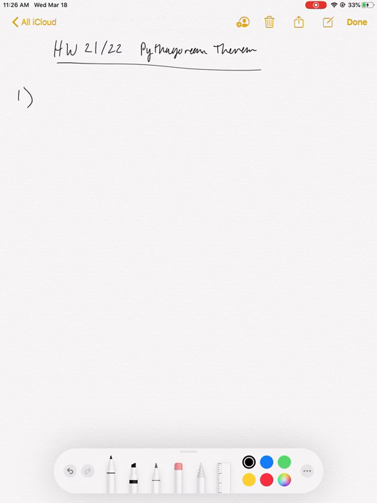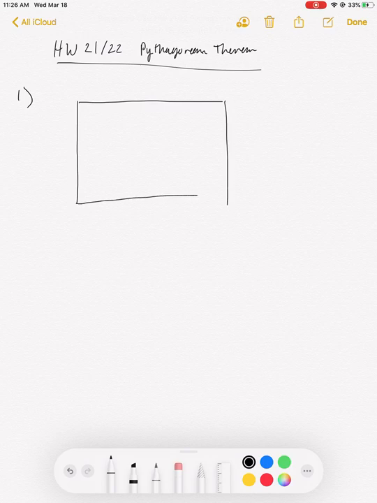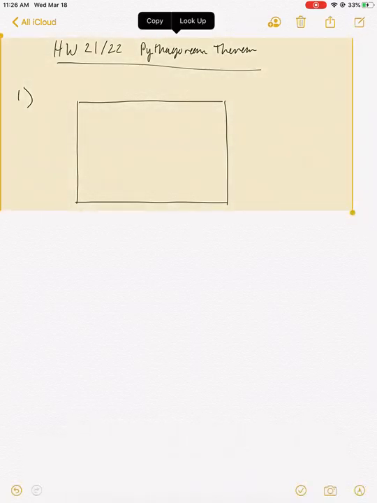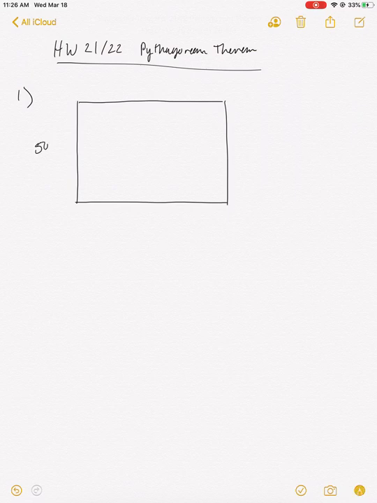This is a place where we can just draw a diagram of a rectangular lot. In this homework, all of the situations have a right triangle associated with them. So here is the lot, the parking lot. It is 50 foot by 100 foot. So we have 50 feet, this one, and 100 feet, the longer one.